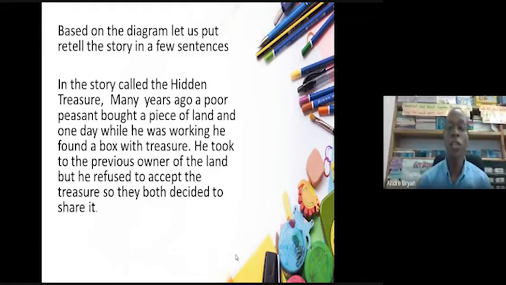In the story called The Hidden Treasure, many years ago, a poor peasant bought a piece of land, and one day while he was working on the land, he found a box with treasure. He took it to the previous owner of the land, but the previous owner refused to accept the treasure. So they could probably have decided to share it. Is this what happened in the story, boys and girls? Hmm. We know that the previous owner refused to accept it. So then the poor peasant got the treasure.